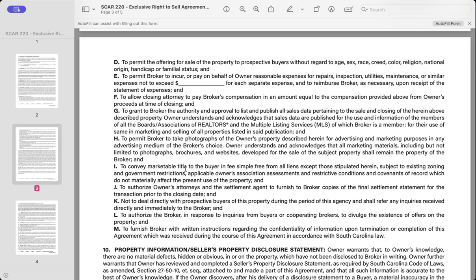It also gives the owner the duty to authorize the broker to divulge the existence of other offers and to furnish the broker with instructions about confidential information if the agreement were to terminate or complete.